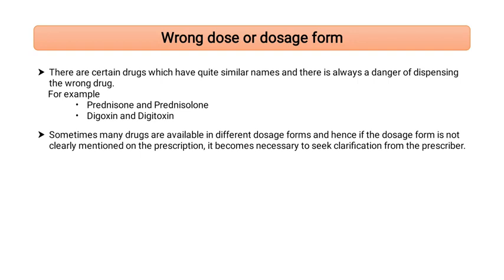Also, many drugs are available in different dosage forms, so the dosage form should be clearly indicated in the prescription. If the dosage form is not clearly indicated in the prescription, the pharmacist should refer back to the prescriber for mentioning the clear dosage form.